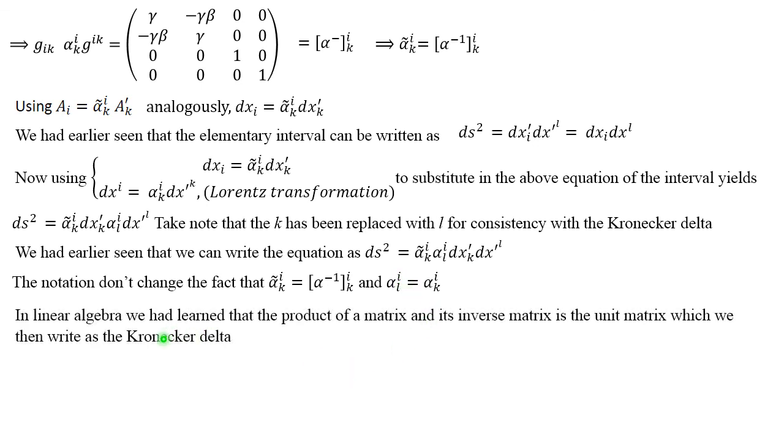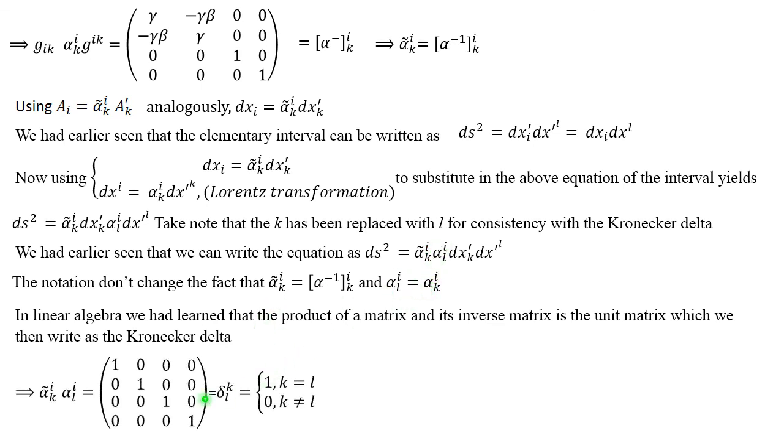In linear algebra, we had learned that the product of a matrix and its inverse matrix is a unit matrix, which we then write as a Kronecker delta. So we can clearly see that this one matrix here is the inverse Lorentz matrix, and this other matrix here is the Lorentz transformation matrix itself. So if you multiply the two matrices, it should give you the unit matrix. So that's why we have alpha tilde_ik times alpha_il equal to this unit matrix, which we'll now call delta_kl, the Kronecker delta, and it's given by 1 where k equals l.